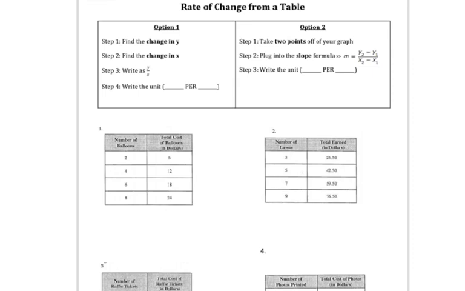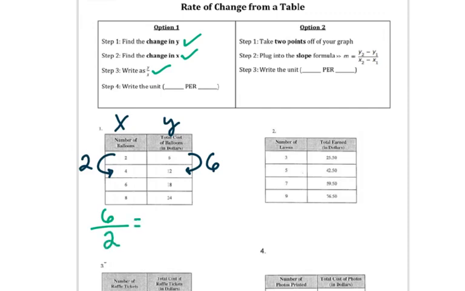So it says, find the change in y. So this is x, this is y. Here's a y value. So my y's from a 6 to a 12 went up 6 units. My x's from a 2 to a 4 went up 2 units. So change in y is that it's increasing 6. Change in x is that it's increasing 2. Now it says write it as the change in y over the change in x. So it's change in y over change in x. And I get the number 3.